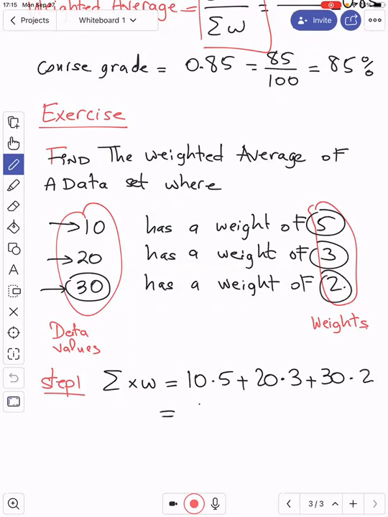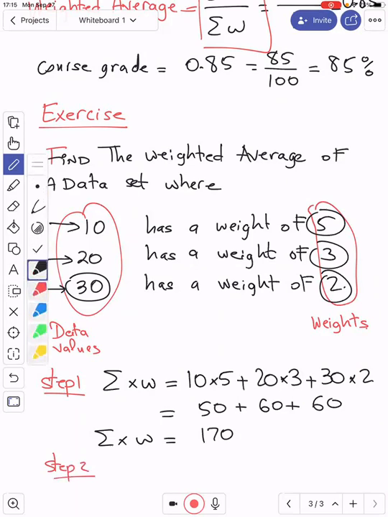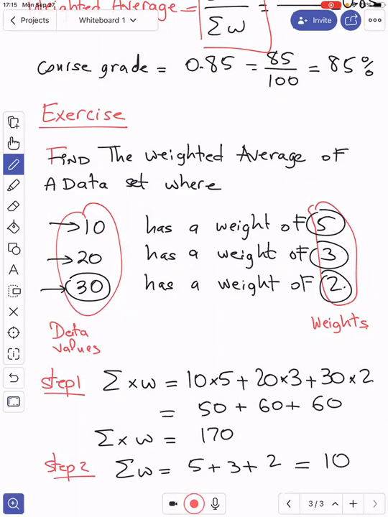So here's the sum. This is 50, of course, this is multiplication right here. 50 plus 60 plus 60. So this sum will be equal to 170. Second step, we need the sum of the weights. The first weight is 5, the second weight is 3, and the last weight is 2. So the sum of the weights is 10.